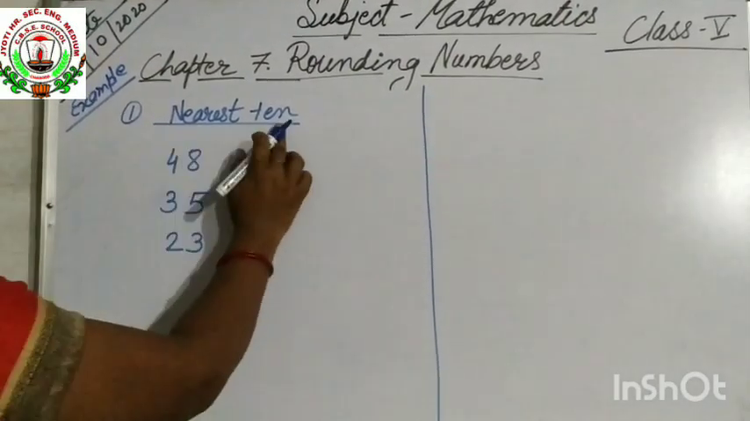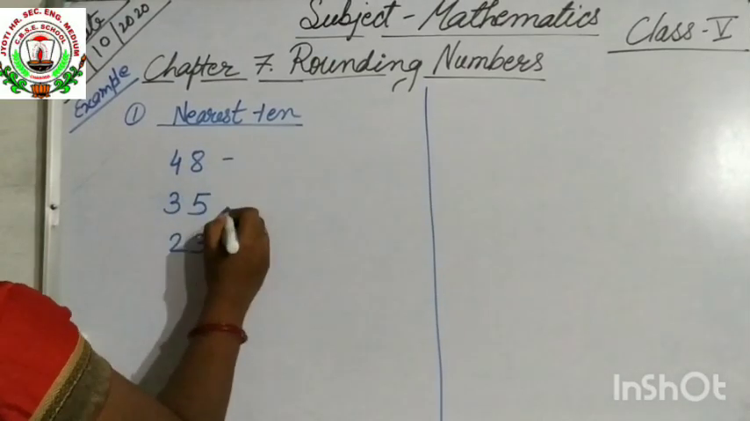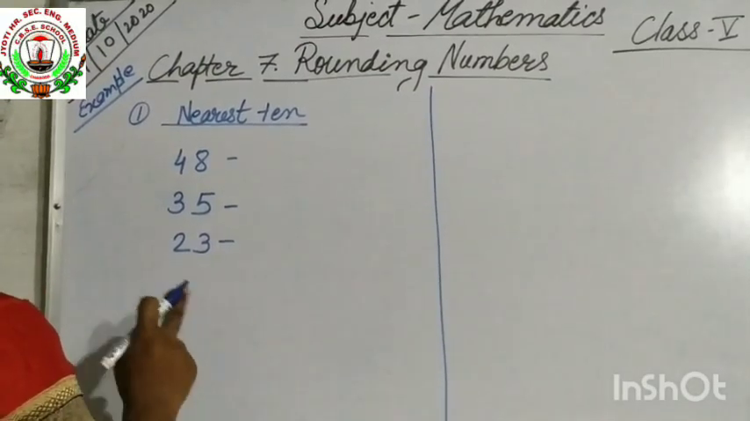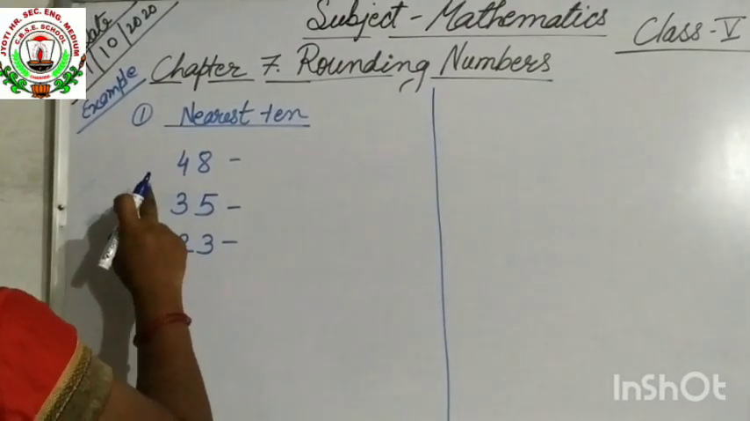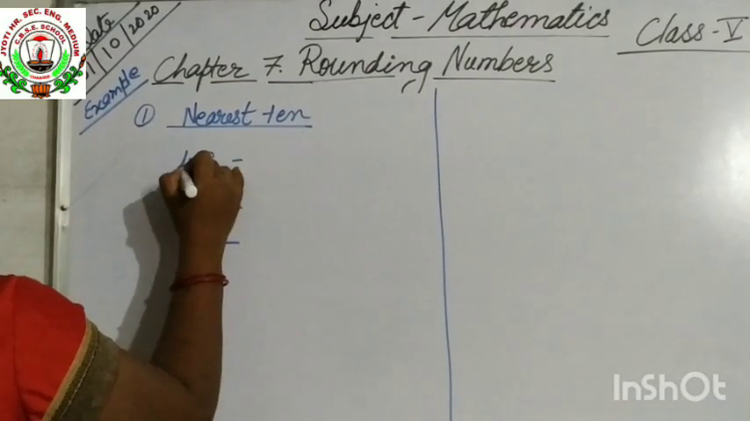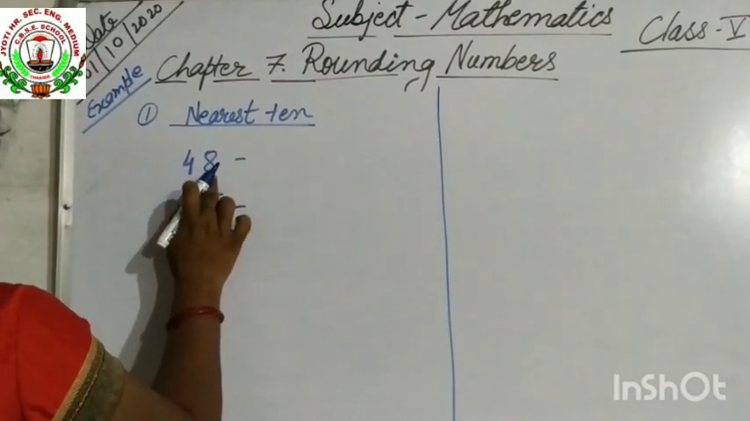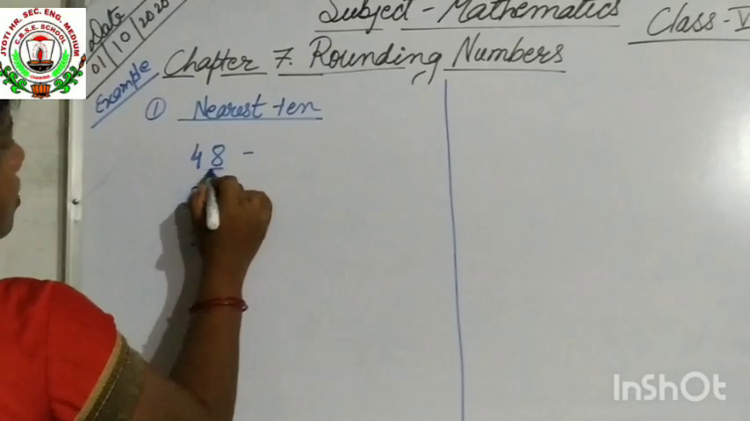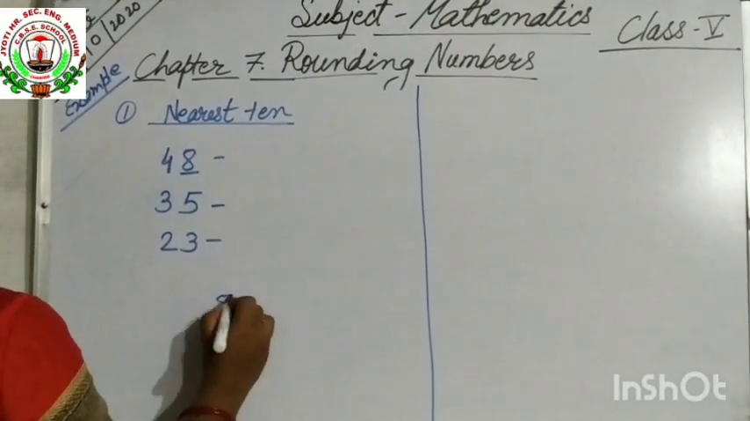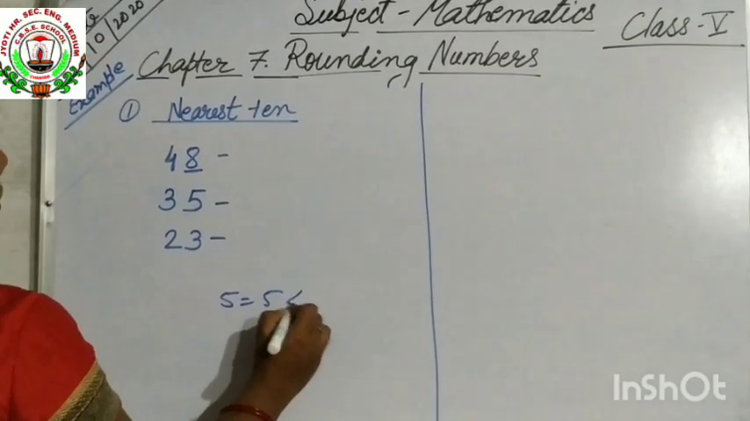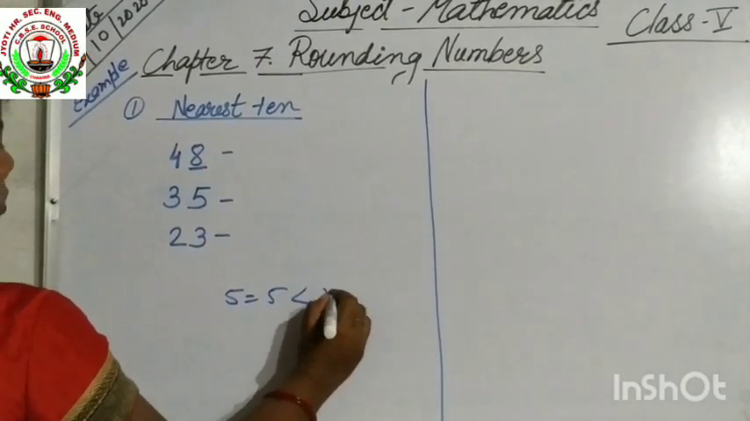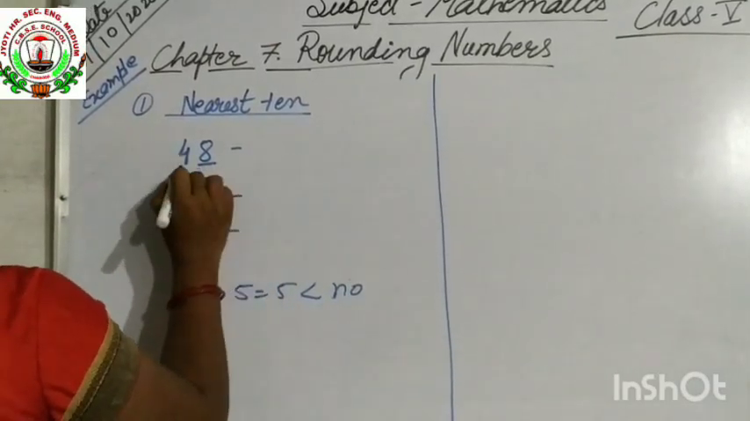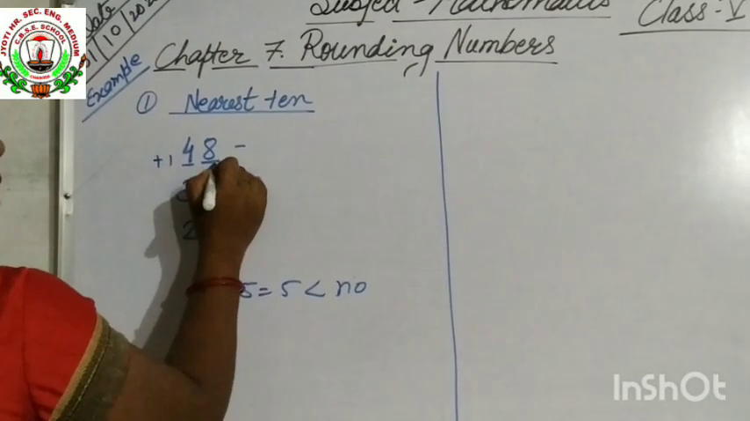Now we will take an example of how to round off a given number. Suppose the question is the nearest 10. We have to round this number to the nearest 10. So how to do it? When we round a given number to the required place, we consider the next digit on the right side. That means it is the tens place, so we will see the ones place digit. If this digit is 5 or more than 5, then what you will do? You will add 1 in the tens place and the ones digit will be 0.